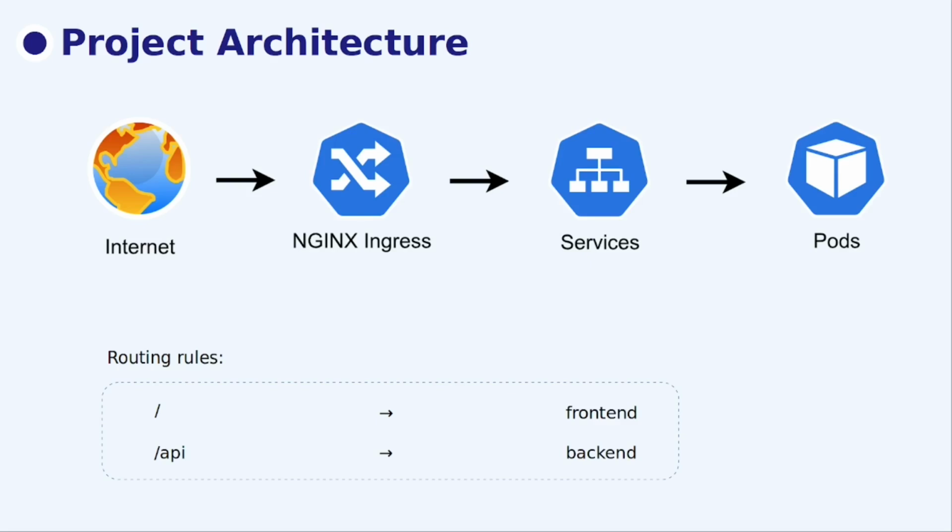This means that when a user opens the website homepage, the request goes to the front-end service, but the controller calls the API. The request is routed through the backend service. This pattern is extremely common in modern microservice architecture. It allows different services to remain independent while still appearing as a single unified application to the user.